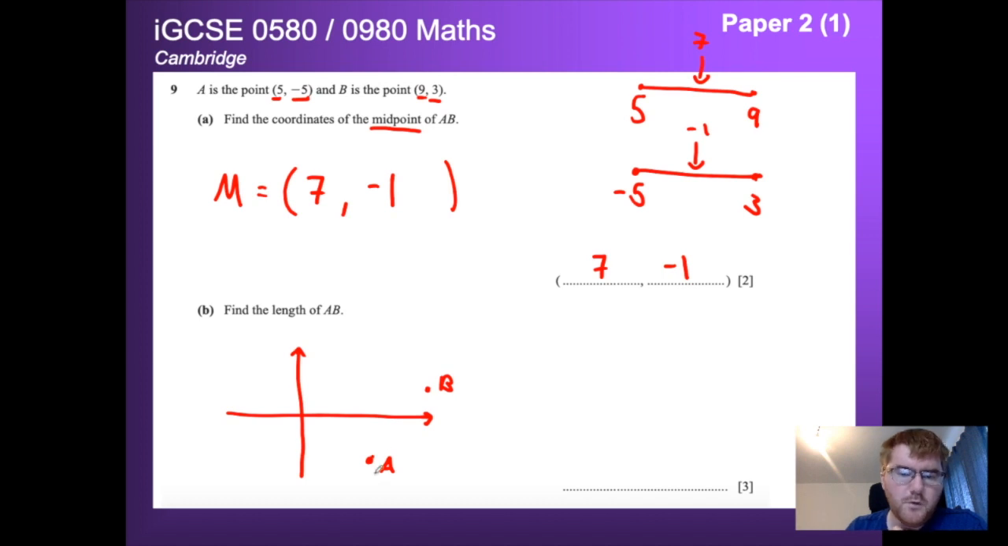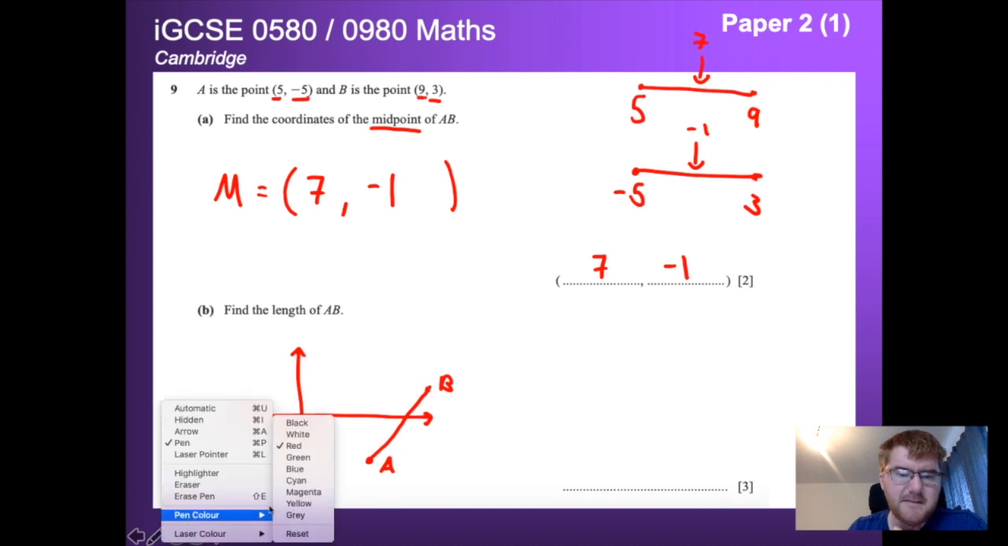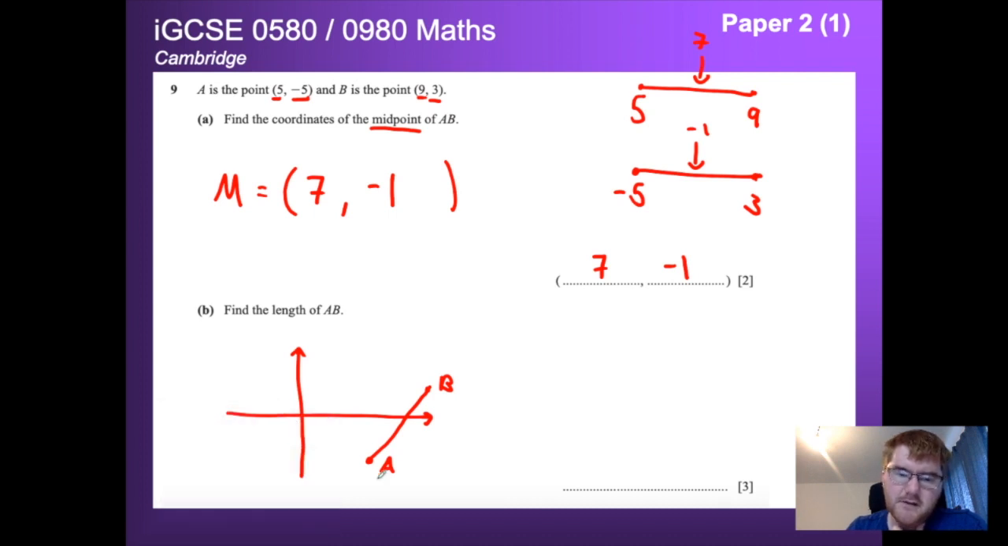And what the question wants us to do here is find the length of this. And the way we do that is by using a bit of Pythagoras. So essentially what we need to do here is, if I draw in a right angle triangle, I just need to use Pythagoras where I need to know these lengths. Now if I pop in (9, 3), and here it's going to be (5, -5), this will help give us some context of working out these lengths.